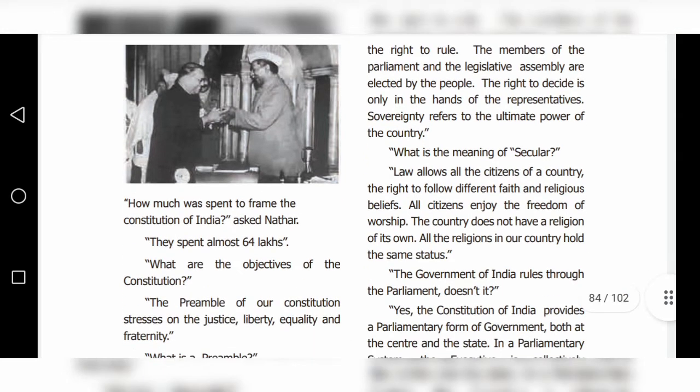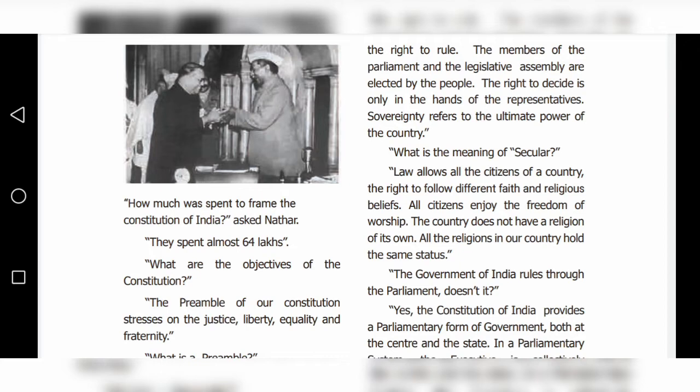Next one. What is the meaning of secular? Secular means the law allows all the citizens of a country the right to follow different faiths and religious beliefs. So the law gives freedom: whatever religion they like, whatever faith they have, they can follow. That is secularism. All citizens of India enjoy the freedom of worship.